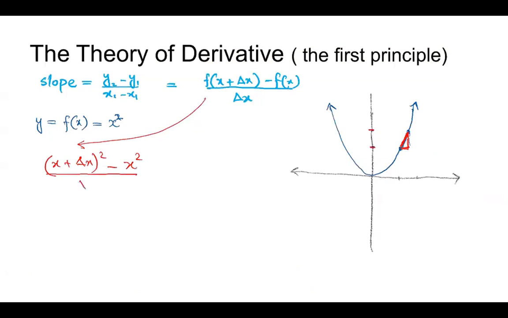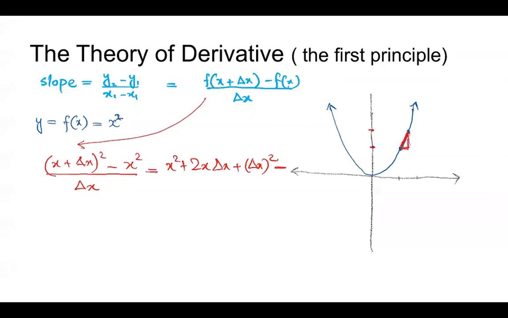I'm going to divide this by delta x, because x2 minus x1, the denominator here, equals delta x. So this is actually like the slope formula. This is how we find the slope: y2 minus y1 over x2 minus x1, where delta x is x2 minus x1. So let's try to simplify this further. x plus delta x squared. We can simply use the square formula, which is x squared plus 2x delta x plus delta x squared. This is how we can expand this bracket.